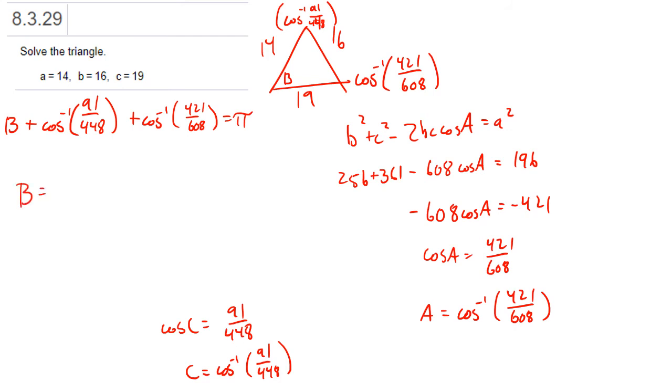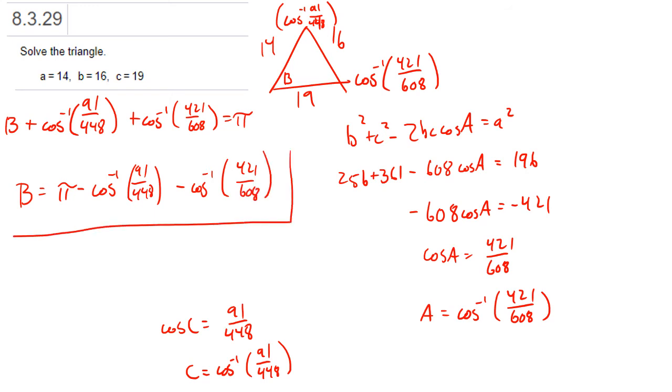So what is b exactly? It's pi minus the arc cosine of 91 over 448 minus the arc cos of 421 over 608. And if you don't need to round off, there is a nice exact answer. If you need to make a 2 decimal approximation to plug into MyLab or something, fine. But here is the exact answer. We found all the angles. So moving on.